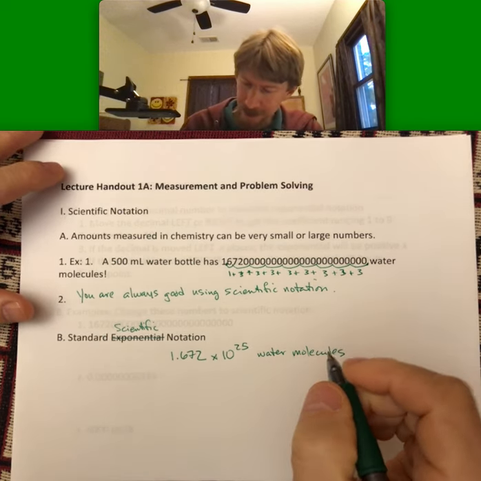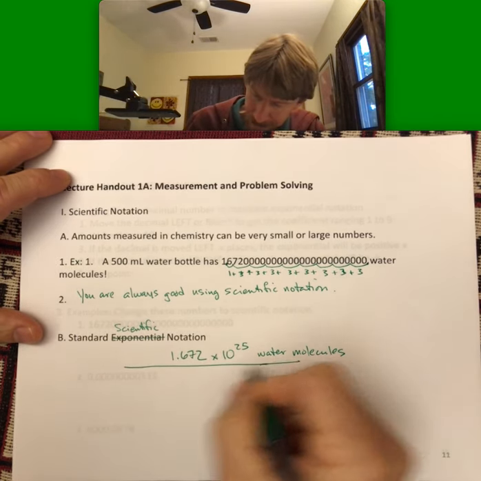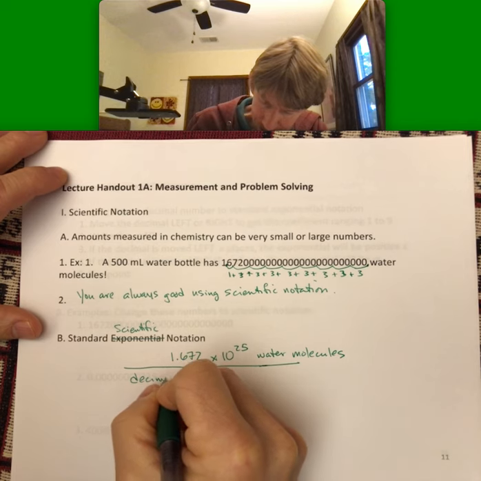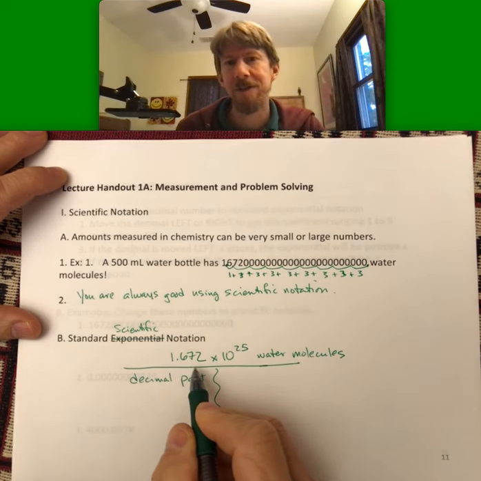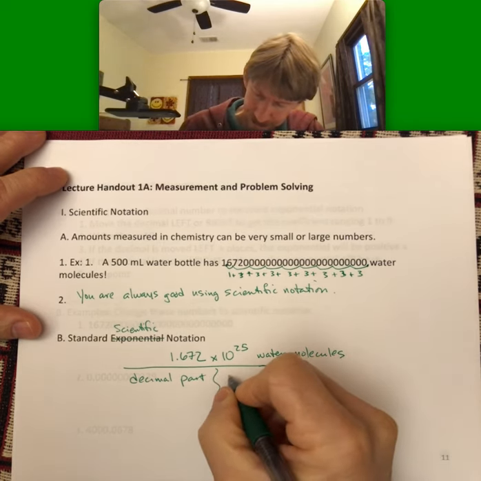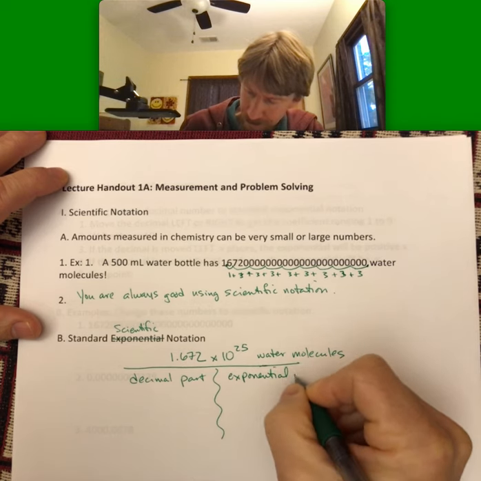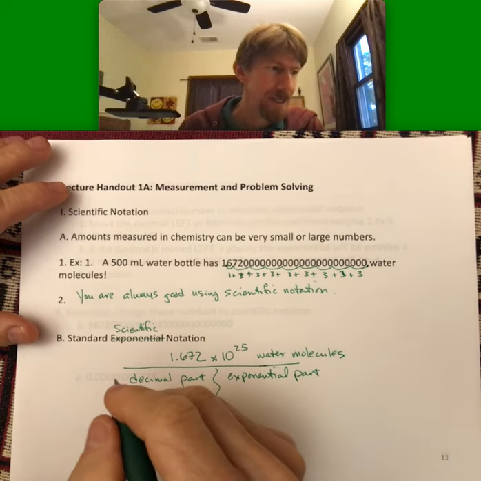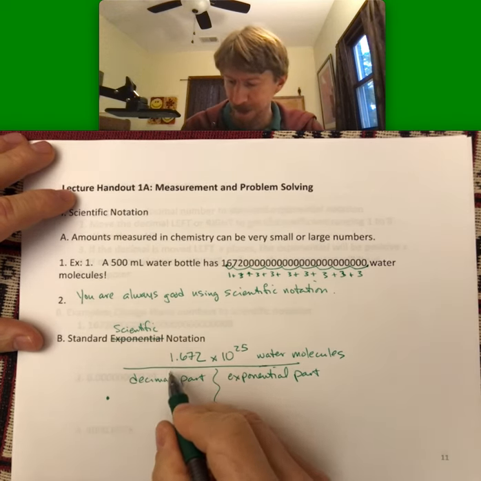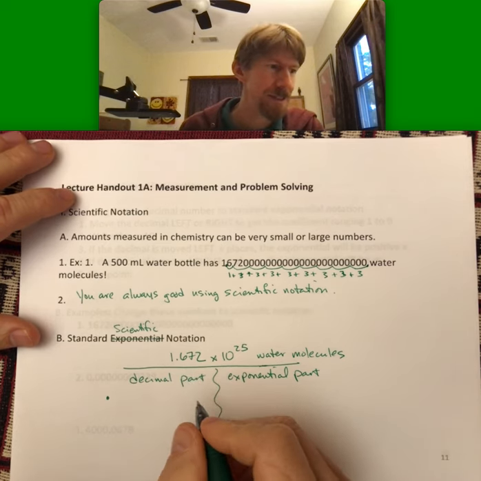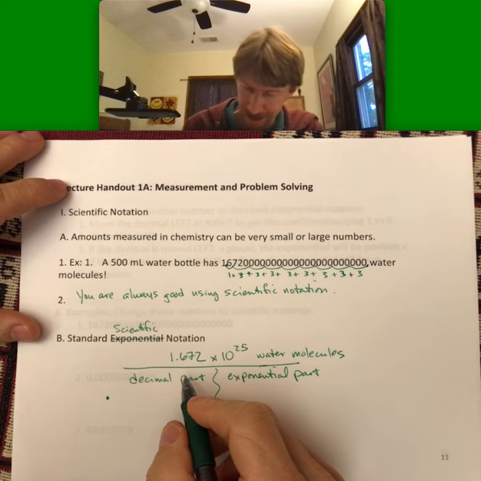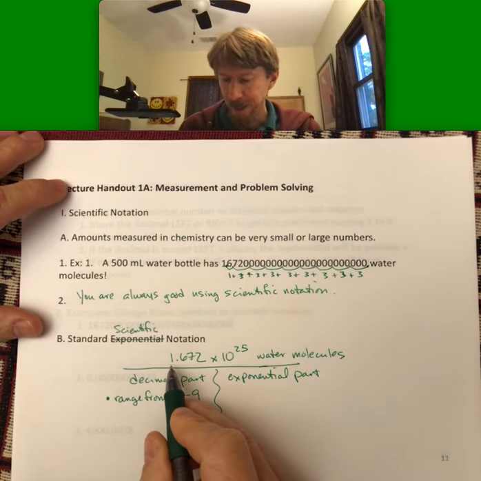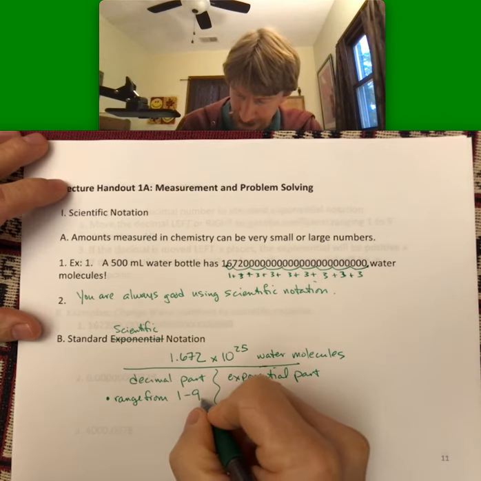And in scientific notation, each number is going to have a decimal part, which is the 1.672, and an exponential part, which is the times 10 to the 25th, and the water molecules part is just the units. As far as the decimal part goes, you'll always want it to be a number ranging from 1 to 9. So those are the acceptable numbers, up to 9.99, etc.